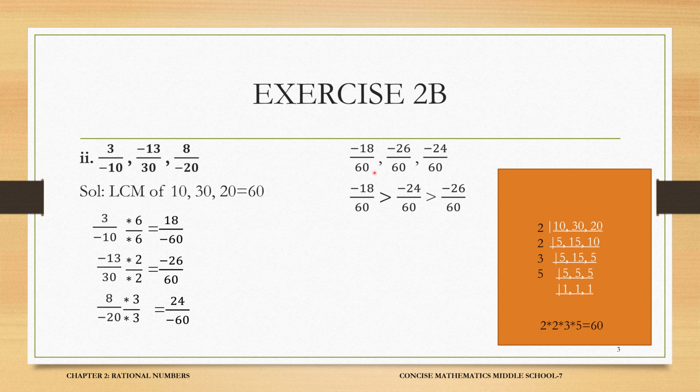So just change this back because we have just changed the denominators, right? So before changing it, what was it? It was 3 by minus 10. So just replace all the rational numbers without changing them, without making the denominators equal, and this is the answer. 3 by minus 10 is greater than 8 by minus 20 is greater than minus 13 by 30.